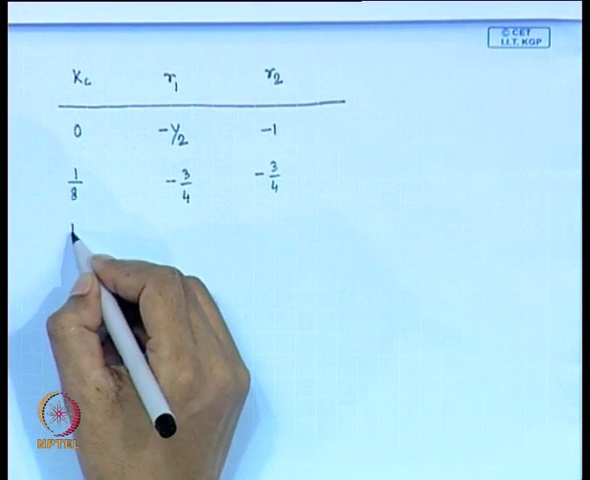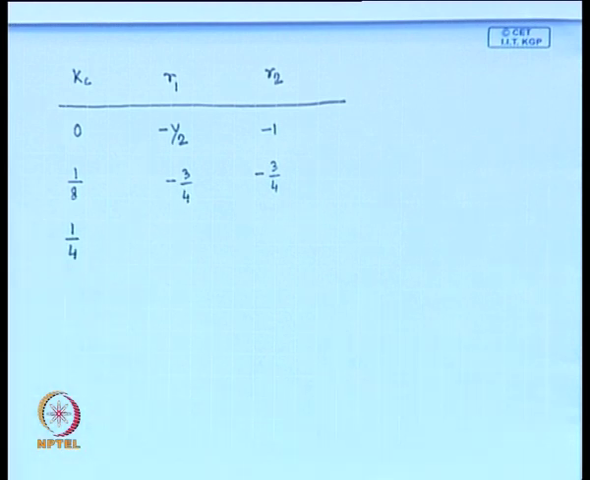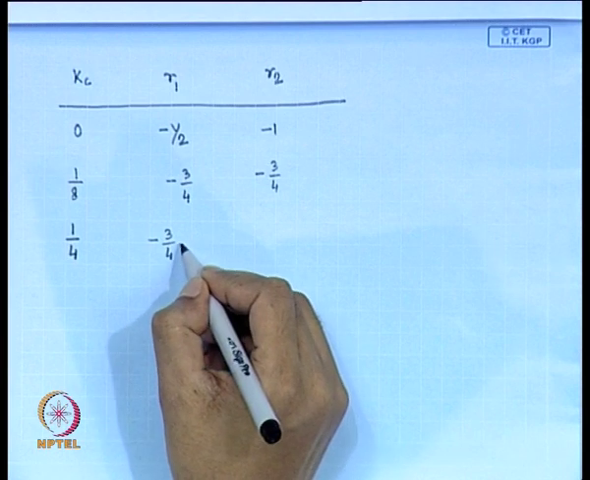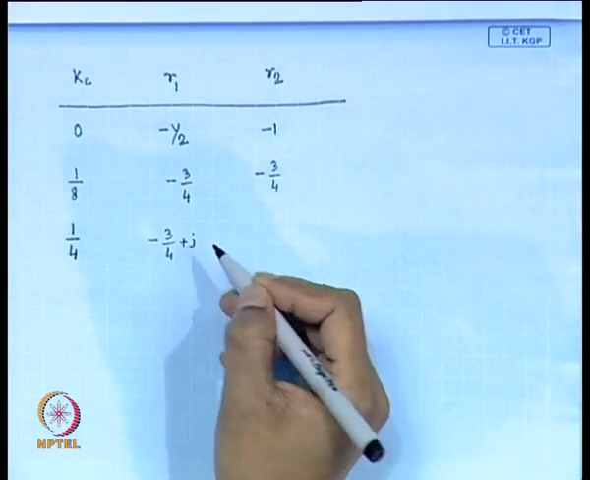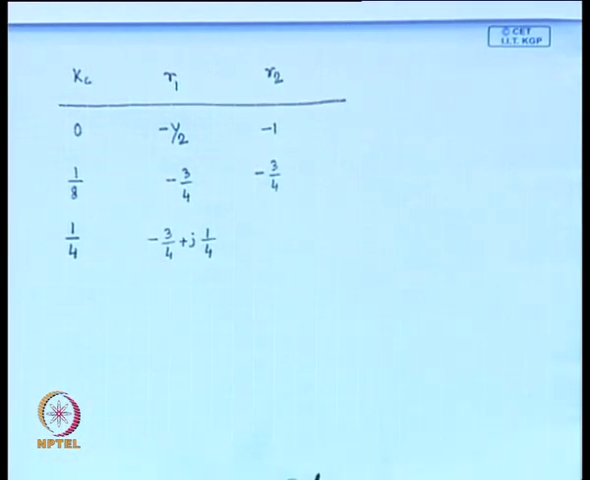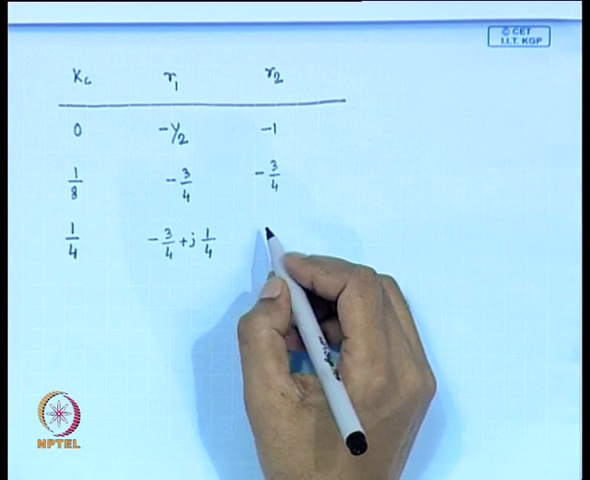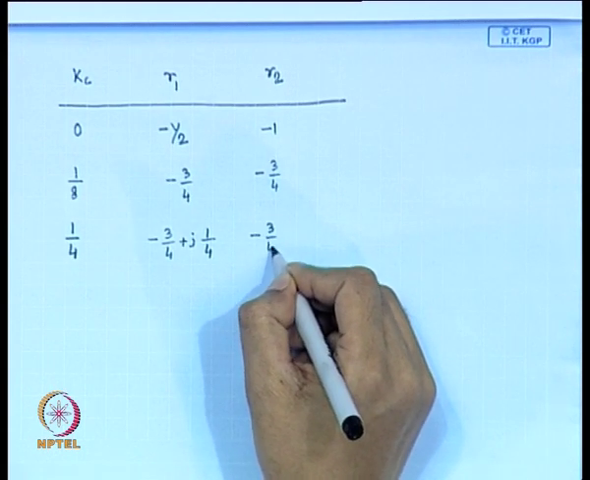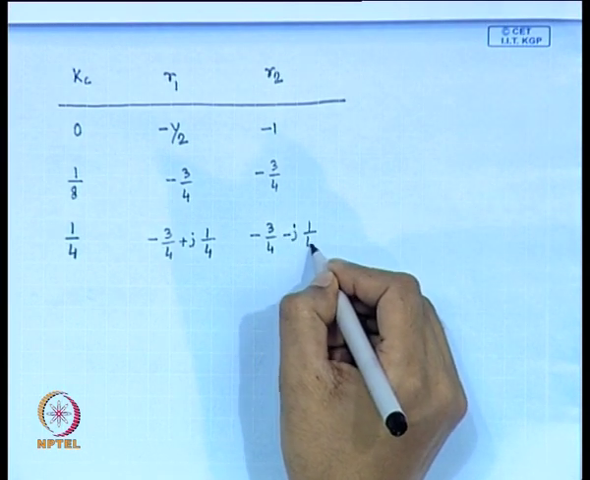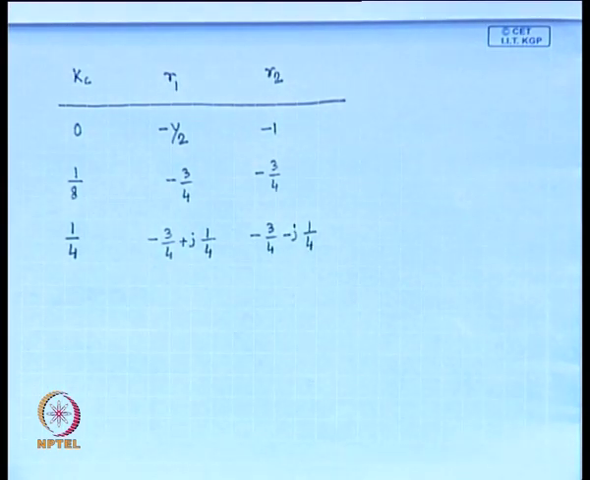If Kc is equal to 1 by 4, how much is R1? Minus 3 by 4 plus j 1 by 4. Another one will be minus 3 by 4 minus j 1 by 4. Basically, they are complex conjugate roots.